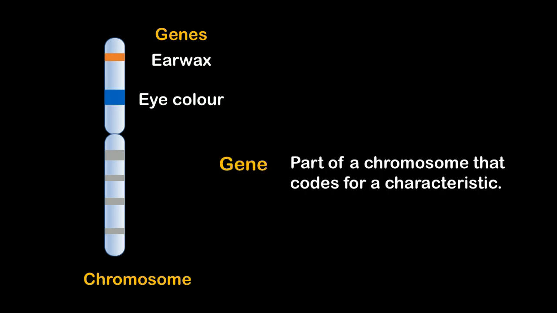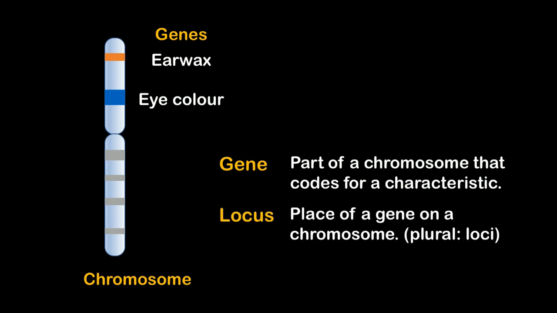On one chromosome you will find many genes. For example, there's a gene for the protein that we find in earwax, but there's also a gene for eye color. So a gene is a part of a chromosome that codes for a characteristic. The place where a gene is located, we call the locus. So the place of a gene on a chromosome is called the locus. The plural of locus is loci.